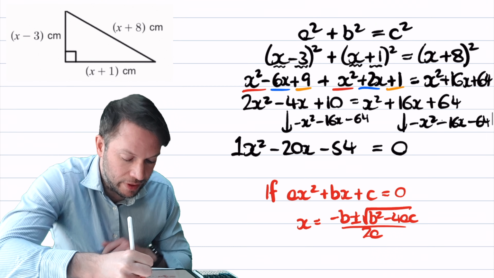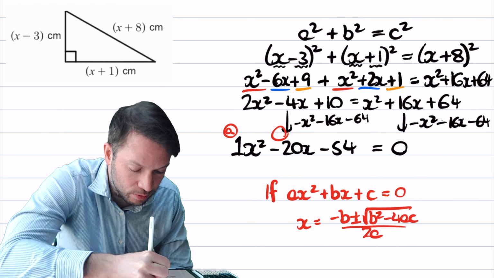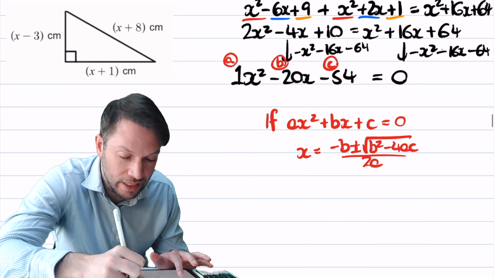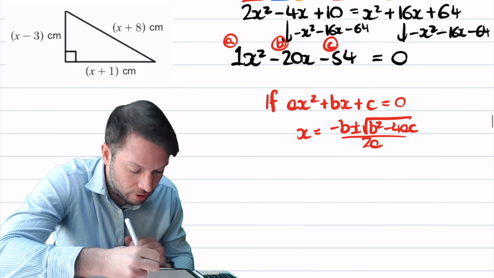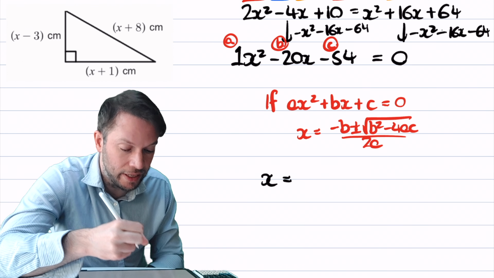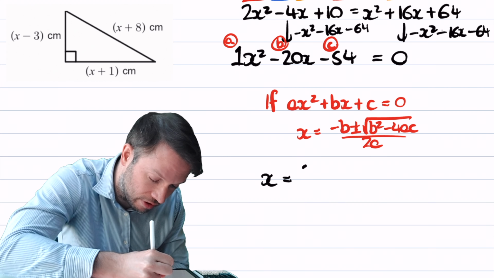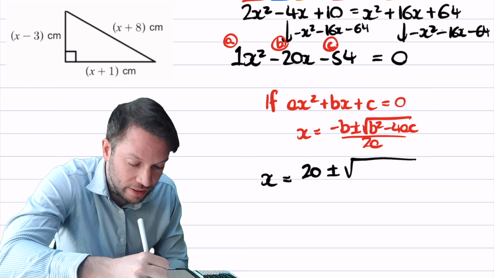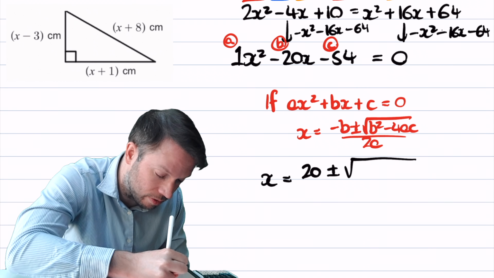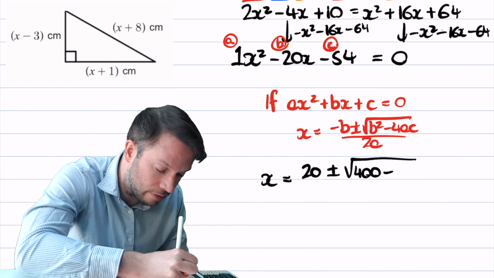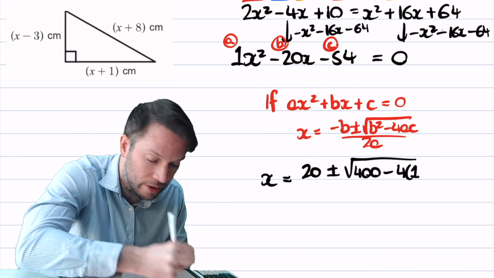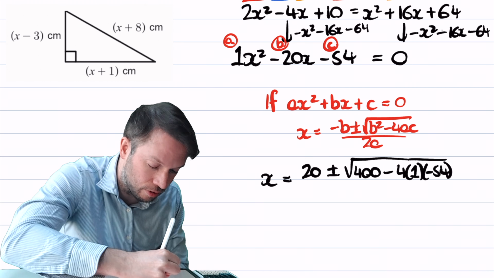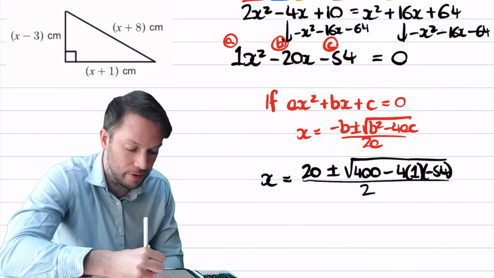Now in this particular problem, the a is the 1, the b is minus 20, and the c is minus 54. So let's substitute those values into this equation. So we've got x is equal to minus b, so minus 20, which is positive 20, plus or minus the square root of b squared, so minus 20 squared, which is positive 400, minus 4 times a, which is 1, times c, which is minus 54. And that's all over 2a, so all over 2 times 1, which is 2.